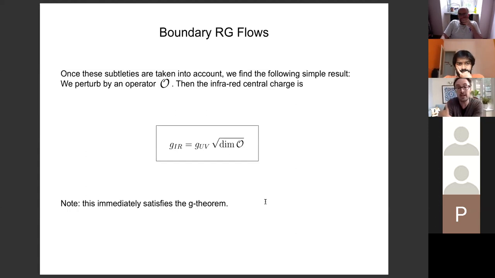Notice it immediately satisfies the g theorem. It satisfies the g theorem because by definition, a relevant operator has dimension less than one on the boundary, because one is the space-time dimension of the boundary.